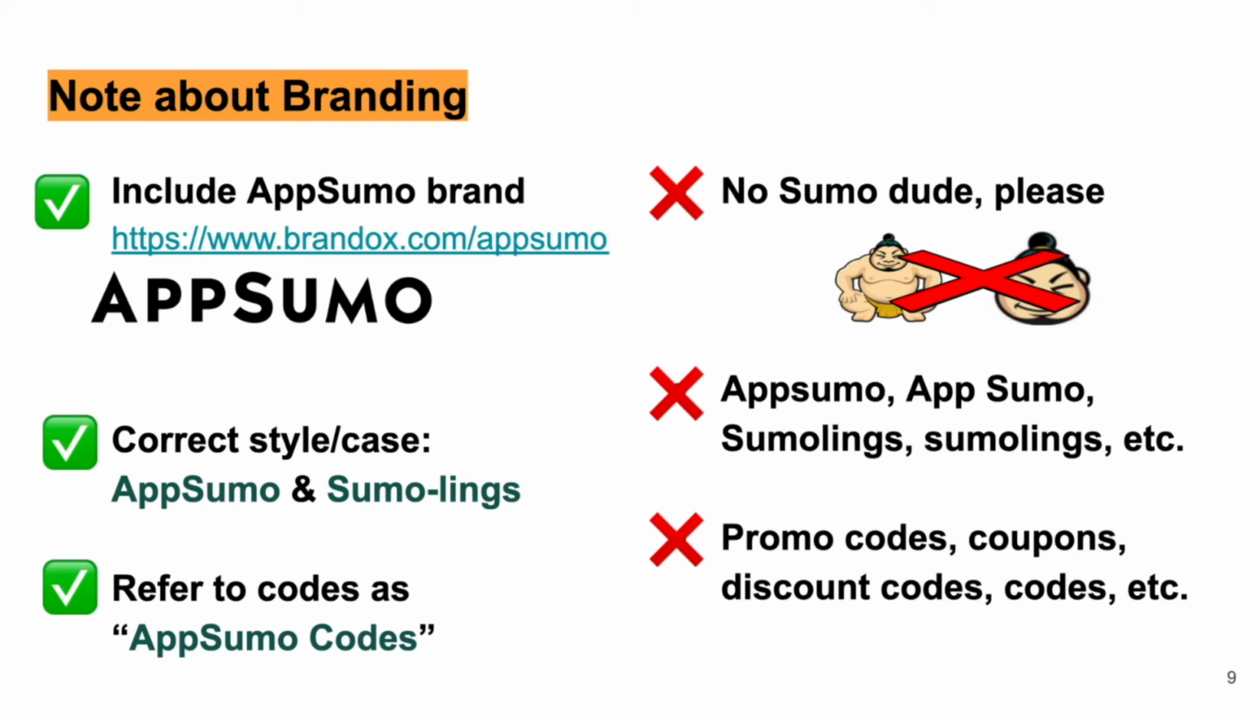We also ask that you keep our brand style and case in mind throughout your copy, as we promise to do the same with yours. Lastly, in order to keep things uniform and easy to understand, please refer to all codes as AppSumo Codes, not promo codes, coupons, discount codes, just codes, or anything that may cause confusion. Keeping our verbiage and visuals consistent will create the best experience for Sumolings.